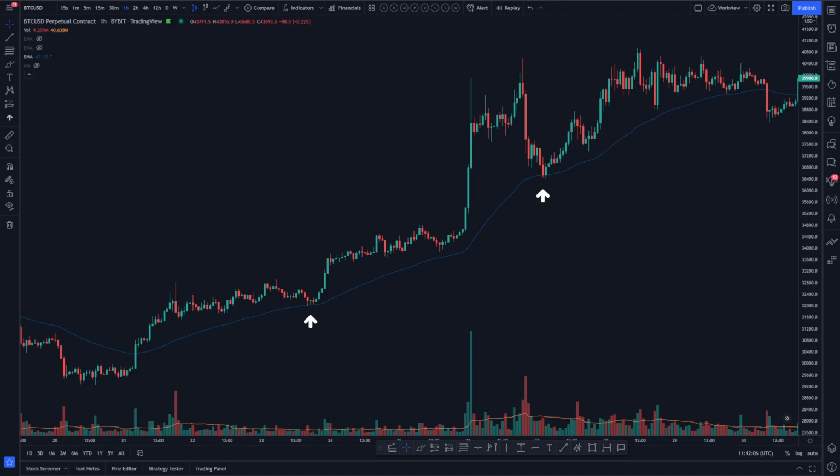Hey everybody, this is Aperture, and in this video I'm going to show you a few methods that can help you determine whether the trend is continuing to the upside and pick that exact moment where you should enter a position for that next move up.